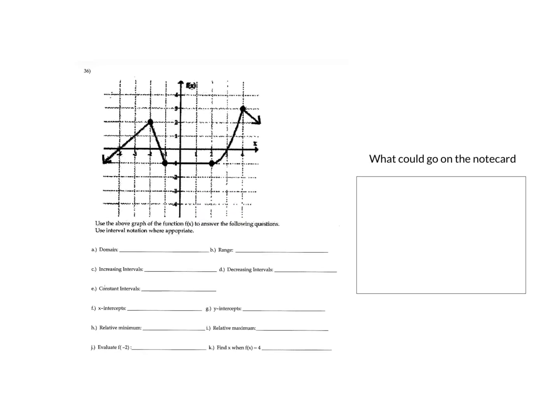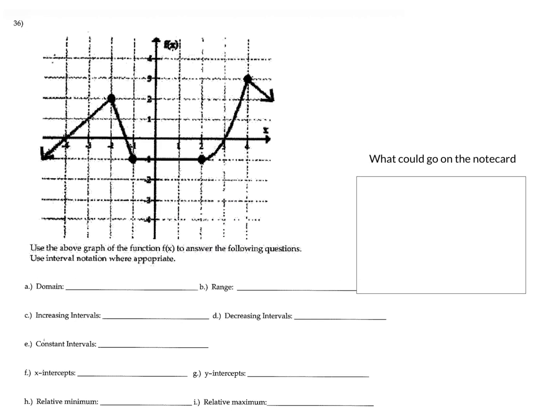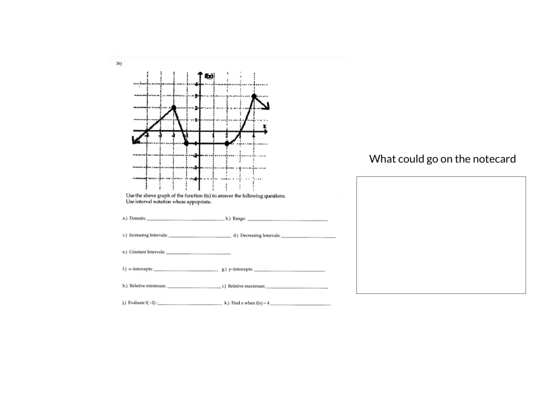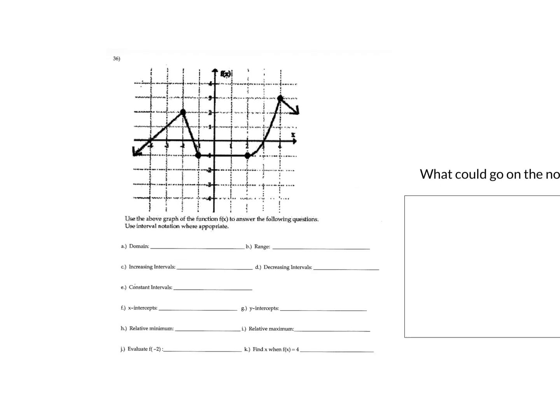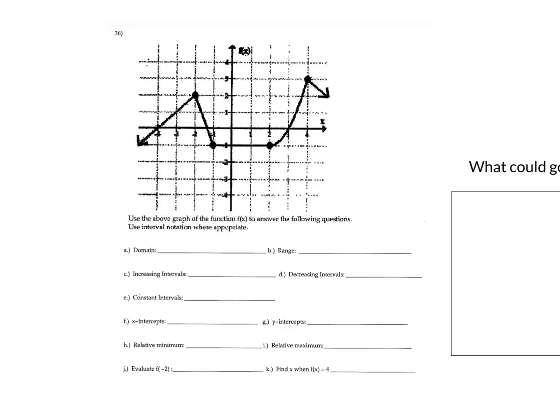Okay, well, this looks like a total blast. Let's see. Use the above graph of the function to answer the following questions. Use interval notation where appropriate. The domain, my student watching hopefully remembers, the domain is asking how far left is this thing going and how far right is this thing going? And are there any x values that are missing?